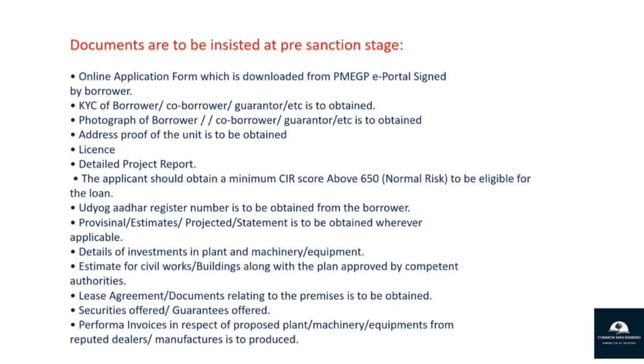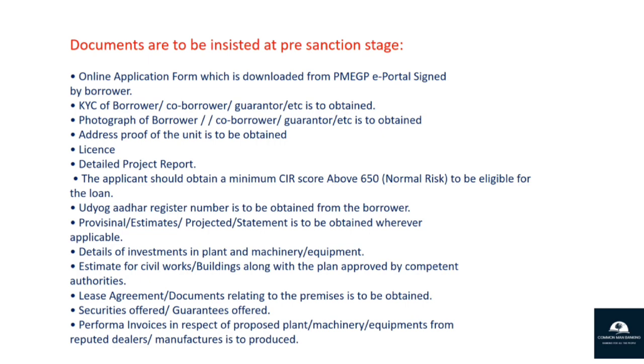A borrower is either a single borrower, a partnership or any other entity. So all the people's photographs are required, and address proof. The address proof can be your tax payer receipt. If your unit is in a rented building, you have to produce the rental agreement. And if a manufacturing unit needs a license, either from the panchayat, the district, or the pollution control board, that license is required.